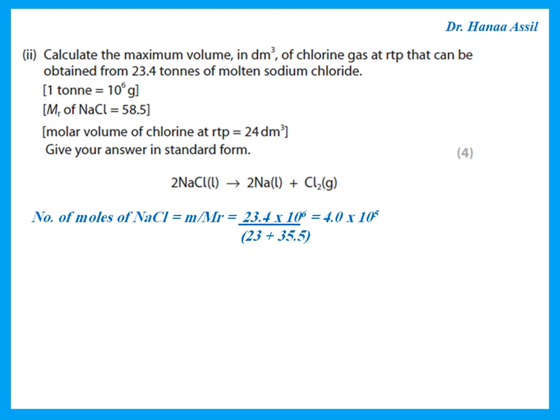That is 23.4 times 10 to the 6 over the Mr of sodium chloride. That gives me 4 times 10 to the 5 moles. Then I look at the equation. He's asking about chlorine. What is the number of moles of chlorine compared to that of NaCl? You can see that it is half of it. So the number of moles of chlorine would be half of what we calculated. That will be 2 times 10 to the 5 moles.